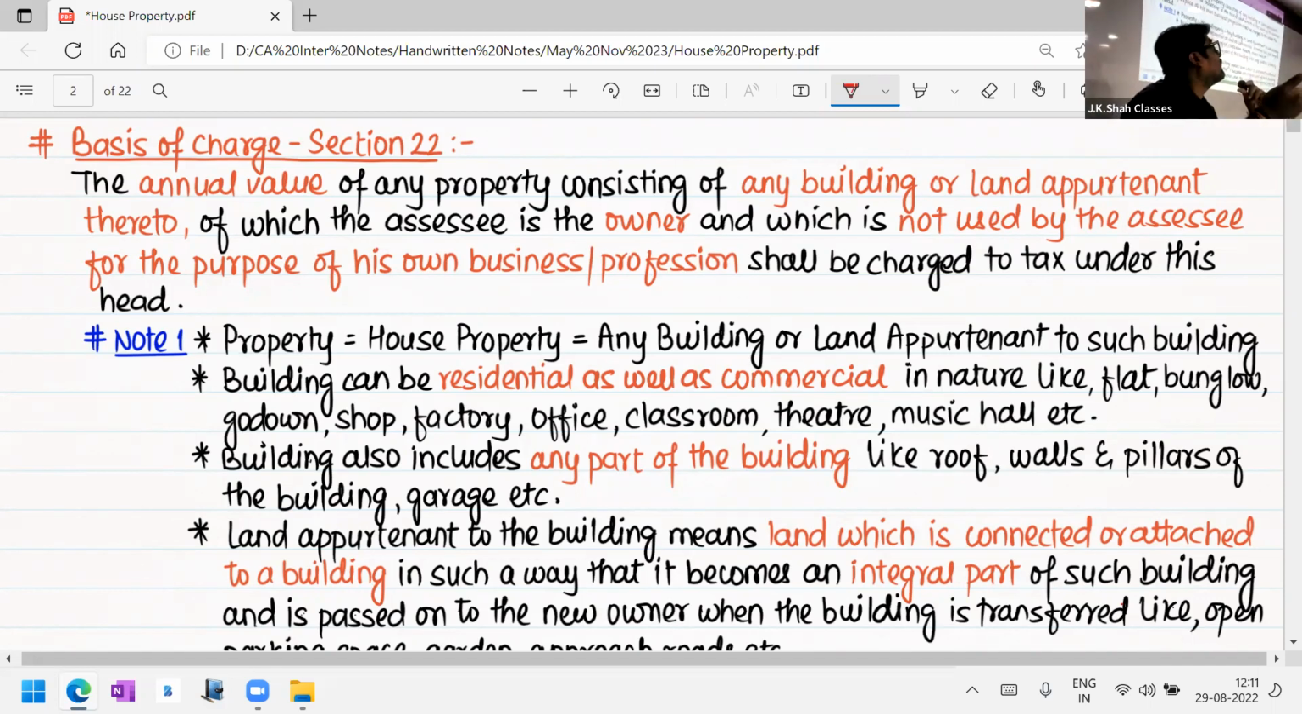So this land does not have its own identity. It is so connected with the building that it forms part and parcel of this building. That means this land is appurtenant to, or attached to, the building. Such kind of land is also house property. Understood? Yes, sir. So what is house property? Any building, residential or commercial. Any part of the building is also building, and it is also house property. Even any land which is appurtenant, that is attached to such building, is also house property. Did you understand, everyone? Yes, sir.